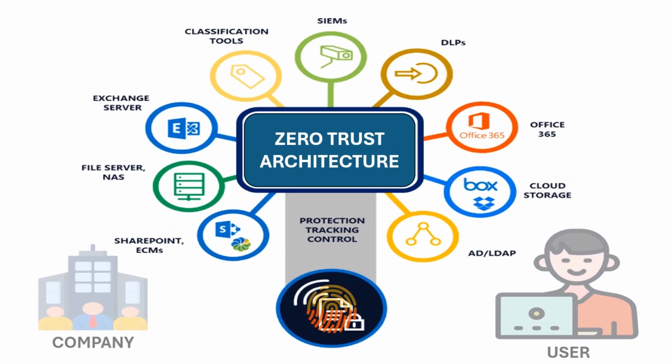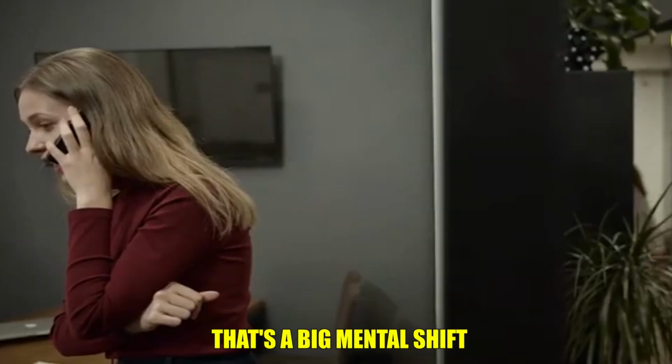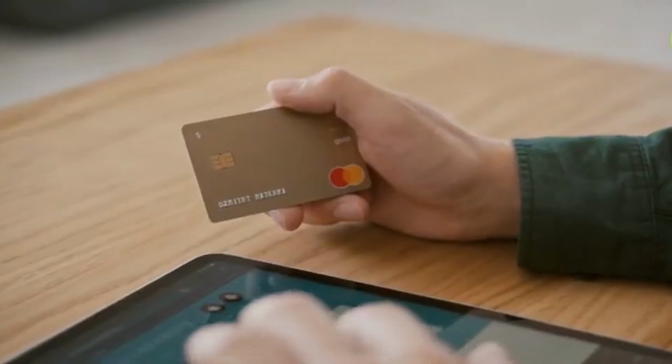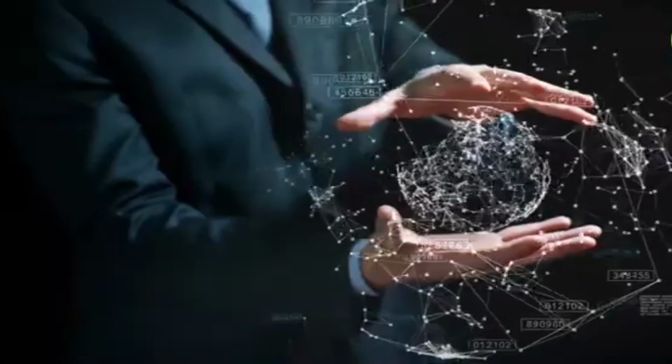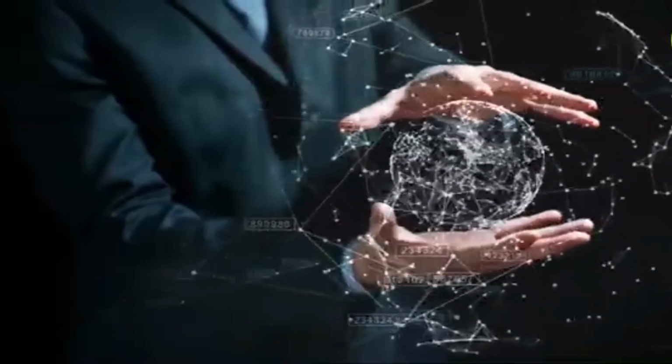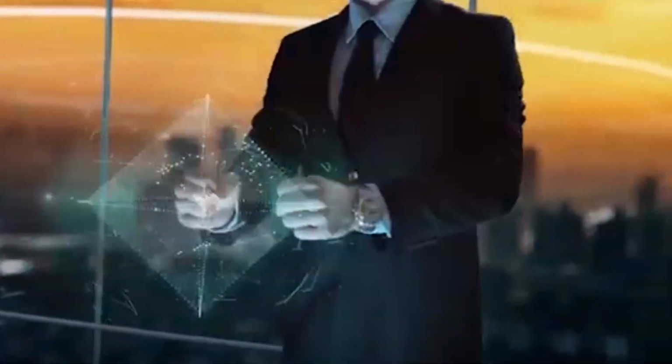That assume compromise point feels key. So it's about not automatically trusting anyone or anything, even if it's already inside the network. That's a big mental shift. It is, and it also applies to internal threats, which is a really powerful aspect. What's the most common misconception you see organizations have about what that means in practice? Does it just mean grinding everything to a halt with checks?